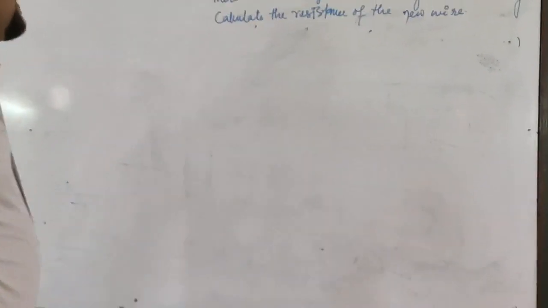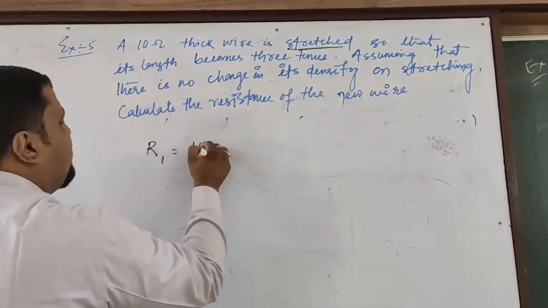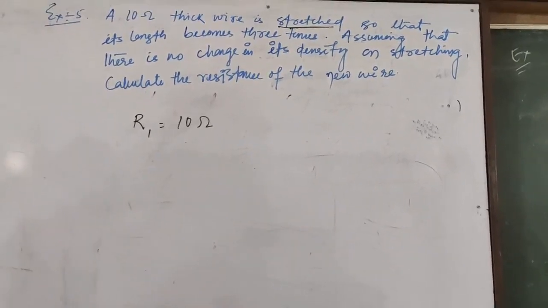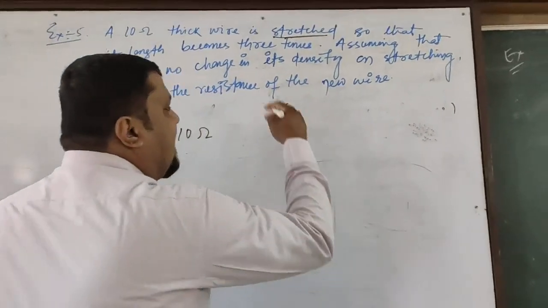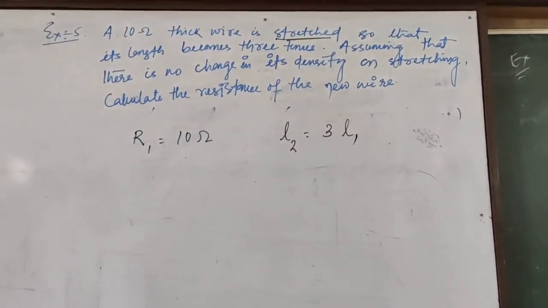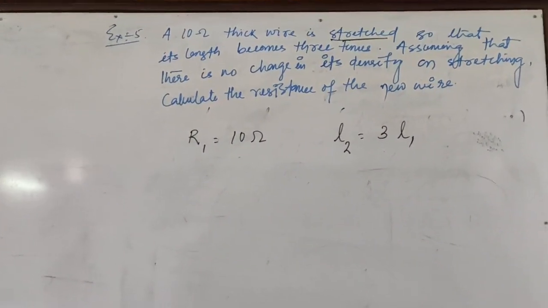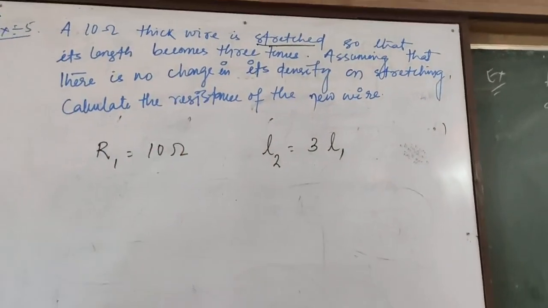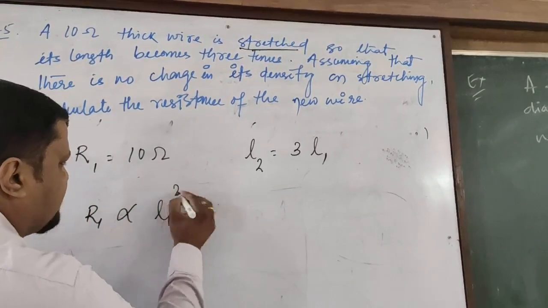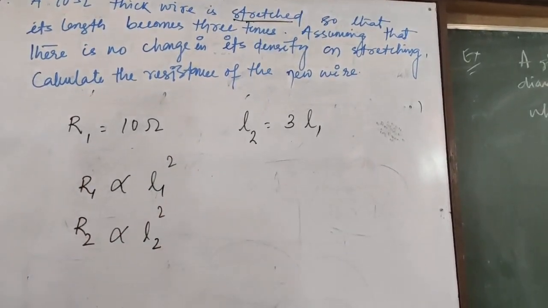Example number 5. A 10 ohm thick wire, so the resistance R1 is equal to 10 ohm, is stretched so that its length becomes 3 times. L2, the length after stretching, becomes 3 times of initial L1. Assuming no change in density, which means the volume remains constant on stretching, calculate the resistance of the new one. If you put the direct formula, I can write R1 is proportional to L1 square, and resistance after stretching, R2 is proportional to L2 square.